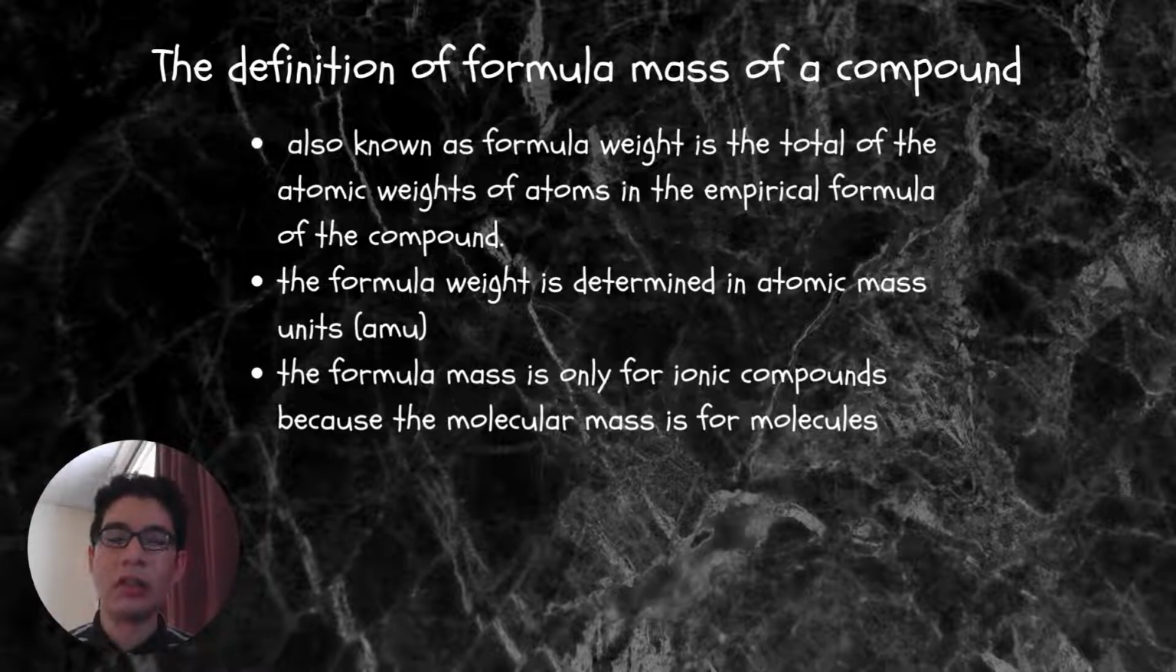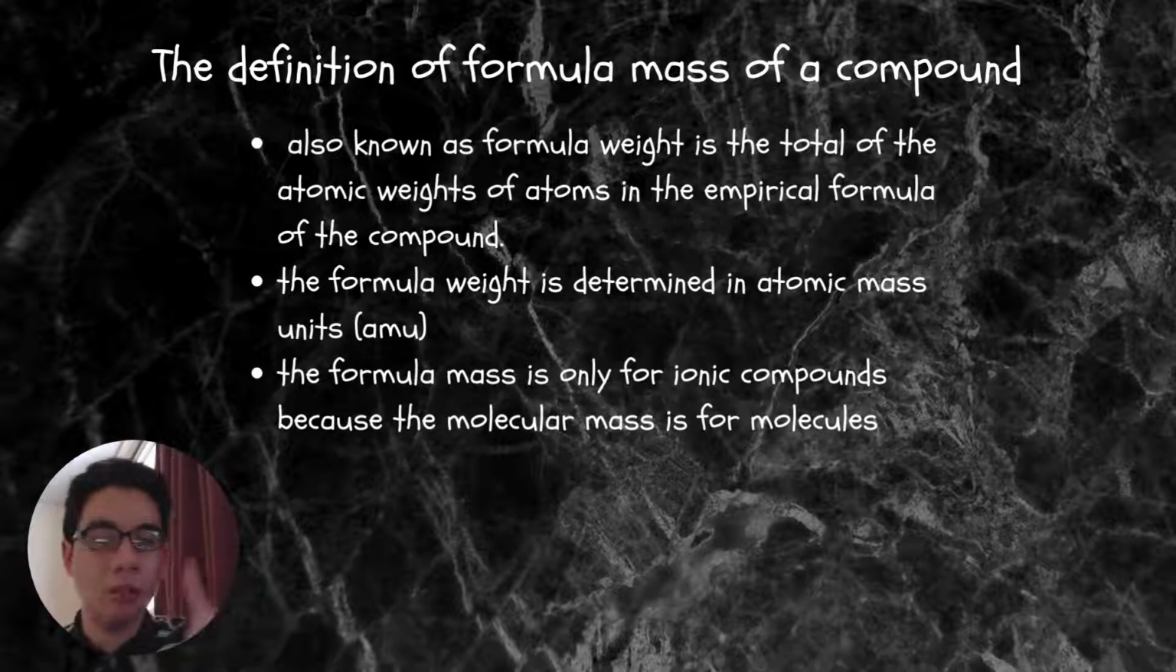As stated here, formula mass, also known as formula weight, is the total of the atomic weights of atoms in the empirical formula of the compound. If you don't know what an empirical formula is, during high school and this first year of general chemistry, you will learn that there are two types of formula in chemistry: the empirical formula and the molecular formula. The empirical formula is the simplest whole number ratio of atoms of each element present in one compound.